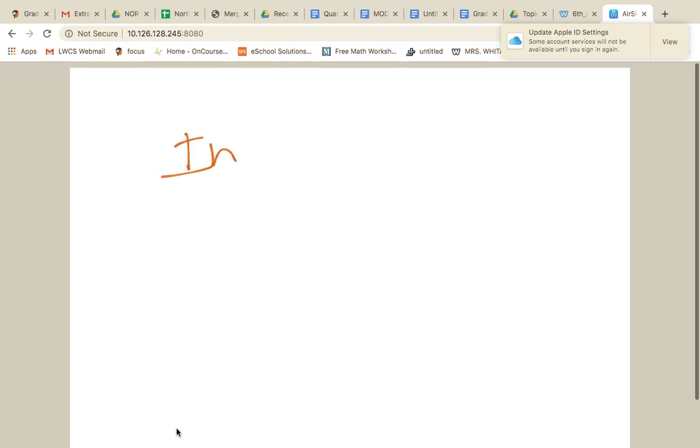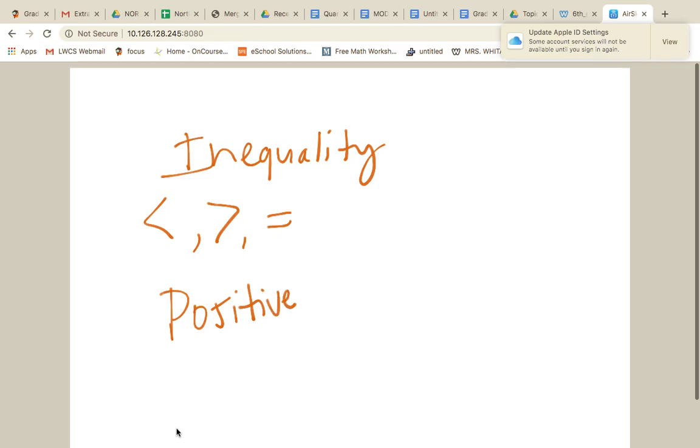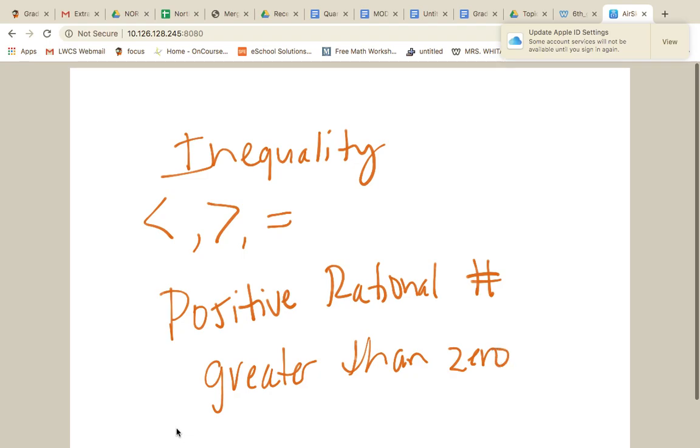First off, we need to know what is an inequality. If they ask you this word, remember that it is the greater than, less than symbol or equal symbol between comparing two numbers, or two positive rational numbers. Also remember that a positive rational number is any number that's greater than 0. So any positive rational number is any number in any form, whether it's a decimal or a fraction or a percent, that's greater than 0. So remember that for tomorrow, and also remember about inequality.